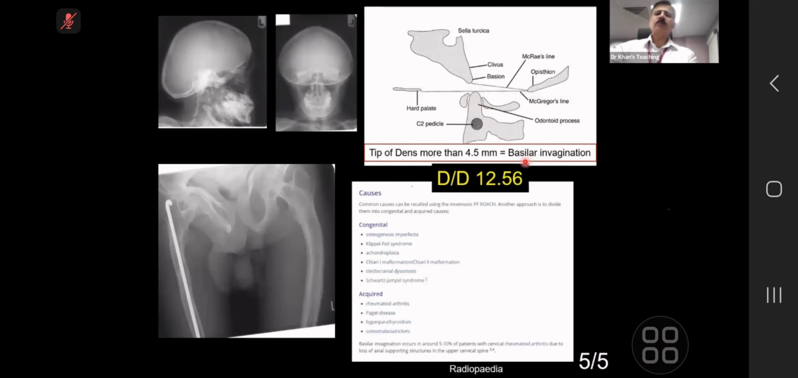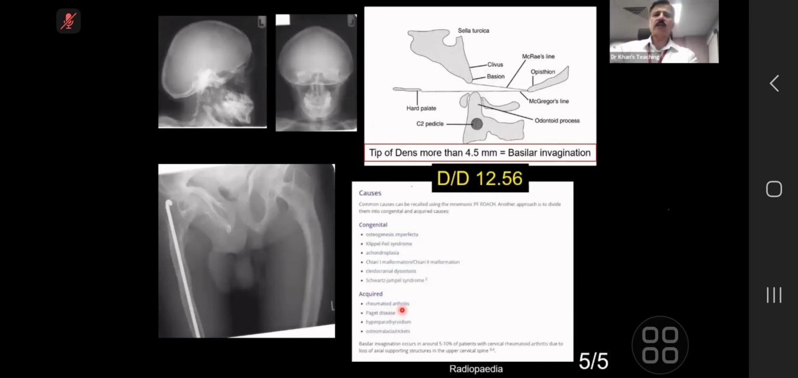Now, basilar invagination can have various kinds of causes, congenital as well as acquired. Just remember it like that, that basically the bone is not normal, it is soft bone. And invagination means that the cervical spine goes into the foramen magnum. So this is what happens in osteogenesis imperfecta. This will also happen in conditions like Paget's disease, hyperparathyroidism, osteomalacia, rickets.